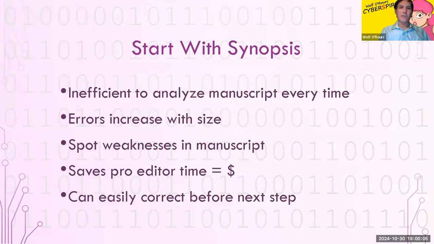Why do we start with a synopsis? For one, it is inefficient to analyze the manuscript every time. It takes a really long time. Even if it's computer time, you're talking noticeable seconds to get an answer about a manuscript. Plus, even the paid plans have limits. They have window size limits that you can submit. They also have overall limits because AI is very, very expensive.